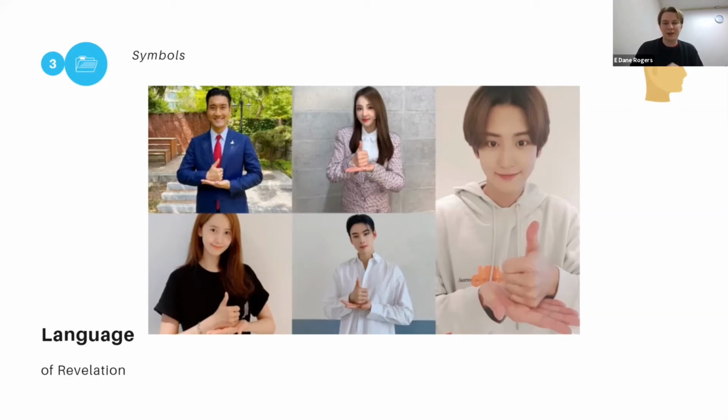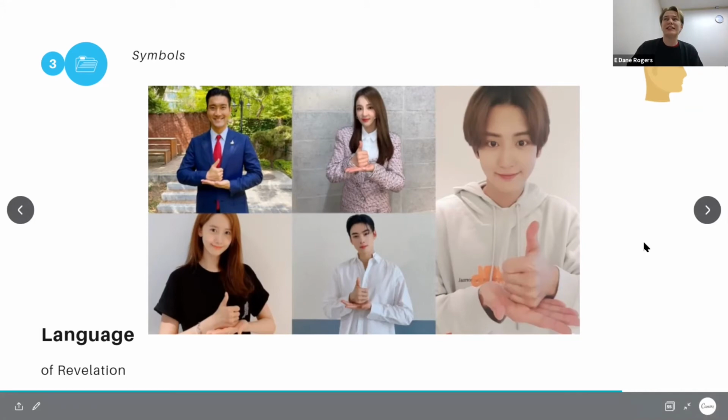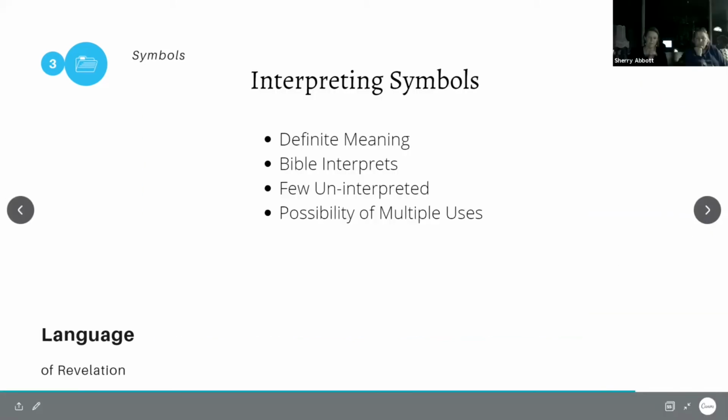So we also have to locate these symbols in their time. So we can't draw a symbol that developed in the second or third century in the Middle East. We have to actually go back to, at that time, what was it understood as? So hopefully those are a few examples to show us kind of what the burden is for the interpreter of scripture. What does a semicolon mean in the tattoo?